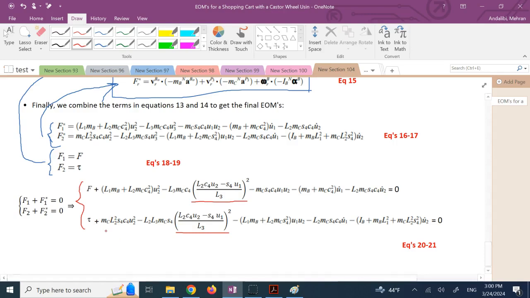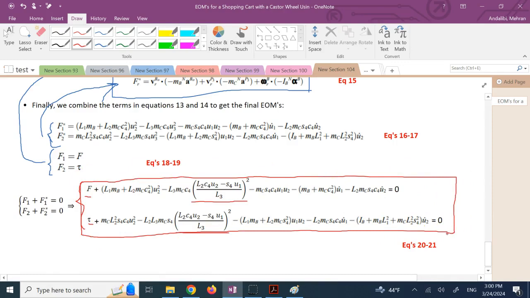And U1 dot and U2 dot. And again, if you know F and tau, then you can solve for u1 dot and u2 dot here by writing it as A times x equals b, which is the forward dynamics, or if you know u1, u2, u1 dot, u2 dot, and you need to find the forces and the torques that you need, then you can do the inverse dynamics problem. But you see that even a shopping cart with a simple caster wheel, the equations of motion for it, because it has four DOFs and two constraints, or ultimately two DOFs, are not as simple as you think to derive, even with Kane's equations.